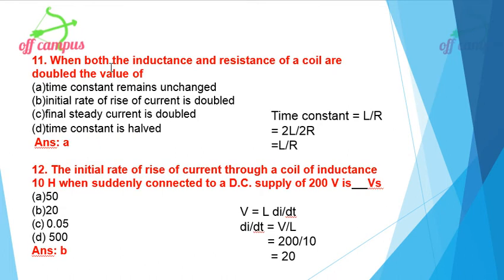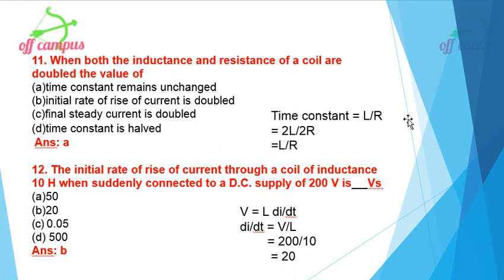11. When both the inductance and the resistance of a coil are doubled, the value of, four different options are given. It is related to time constant, initial rise of current and final steady current. Options are given in time constant. So what is the time constant? Related to inductance and resistance, the time constant tau equals L by R.